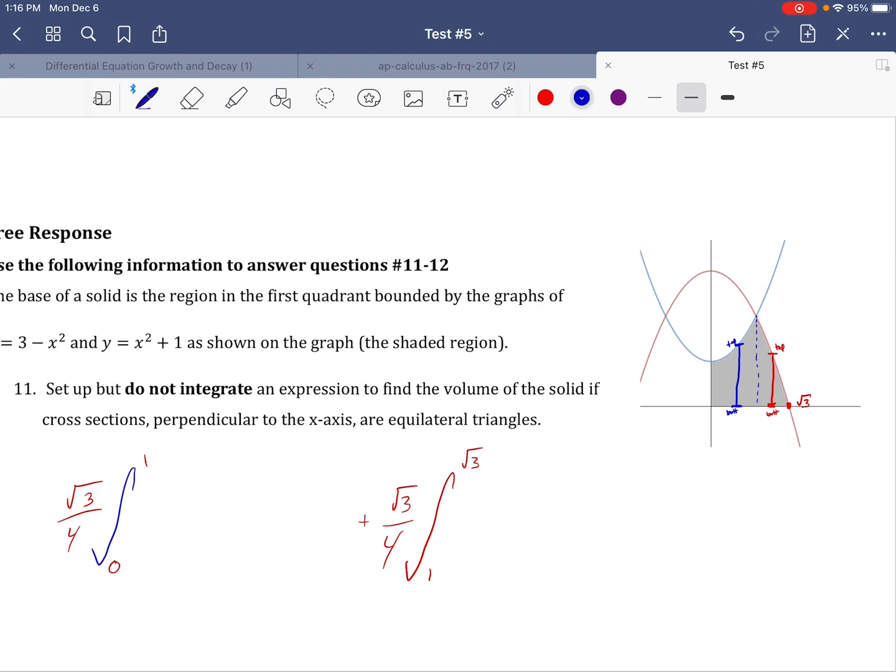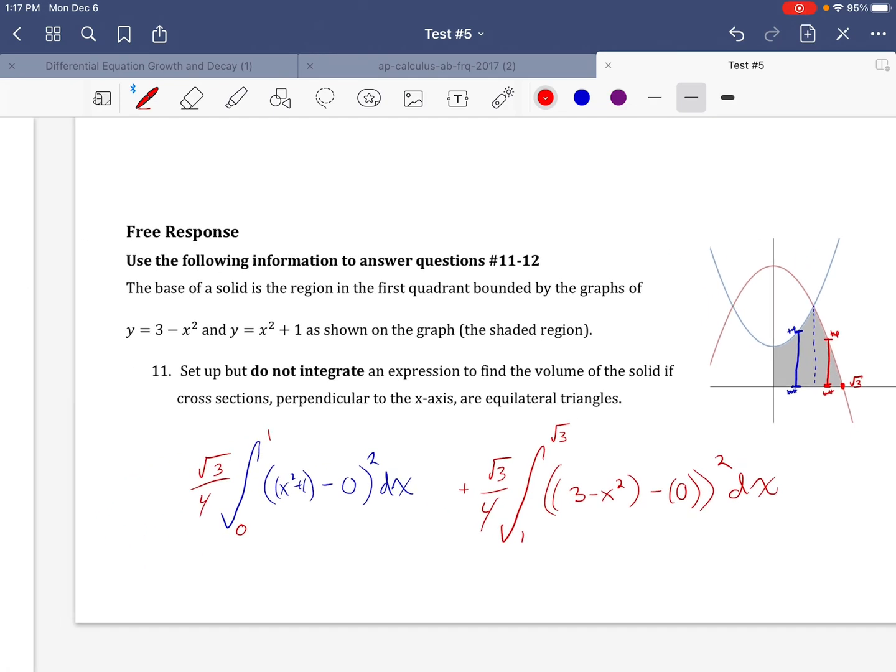Okay, now I need to set up my heights of these. So when I'm doing cross sections, it's the base squared. So my base is the top minus the bottom of that blue line. So the top function is x squared plus 1 minus the bottom, which is the x-axis, quantity squared. And then the red section, the top curve, is the negative quadratic minus the bottom curve, which is the x-axis, quantity squared, dx.